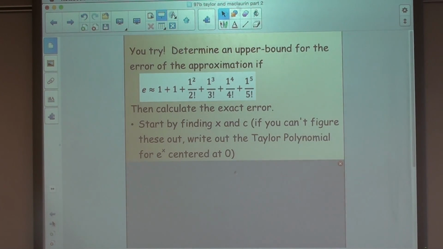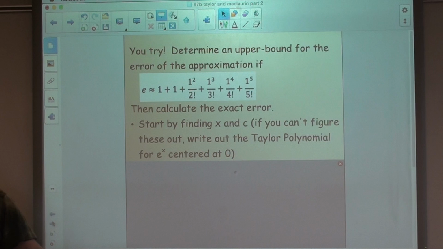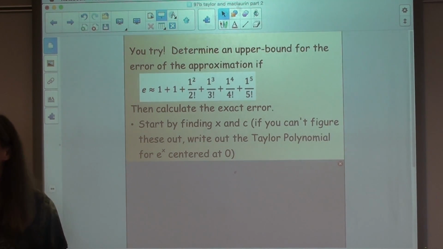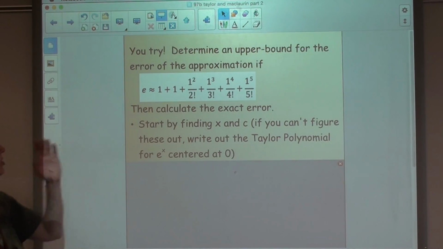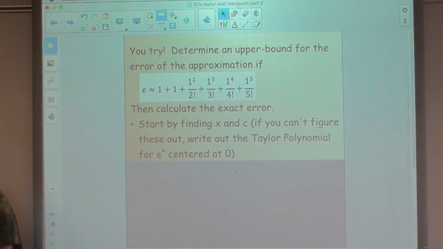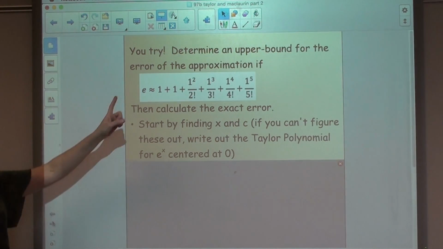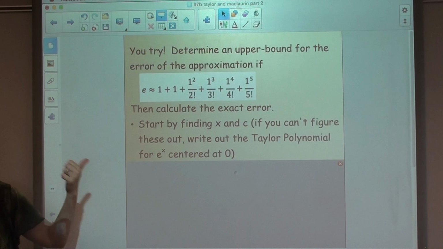All right, so I want you to find an upper bound for the error. Upper bound just means the max error, right? Find an upper bound for the error of the approximation for e if e is roughly equal to this. Now we all know our polynomial approximation for e to the x is the sum of x to the n over n factorial. This is an approximation for e to the first, so that should help you figure out what x and c are.